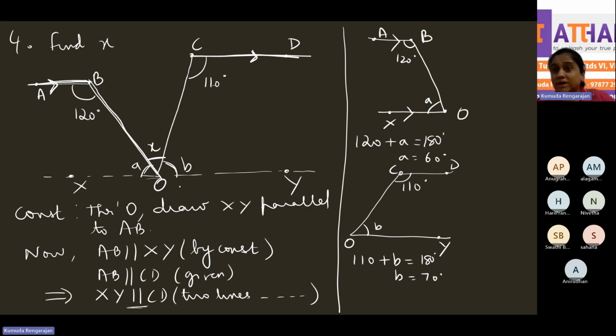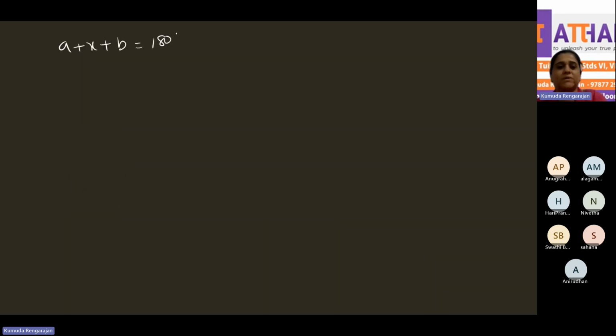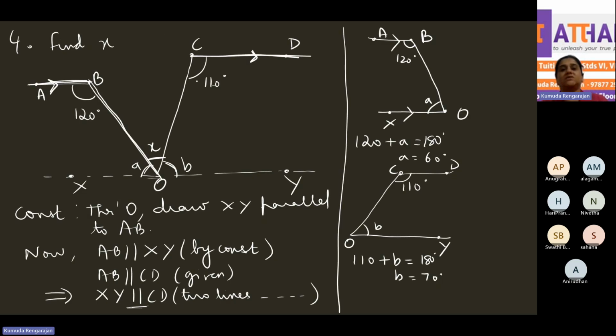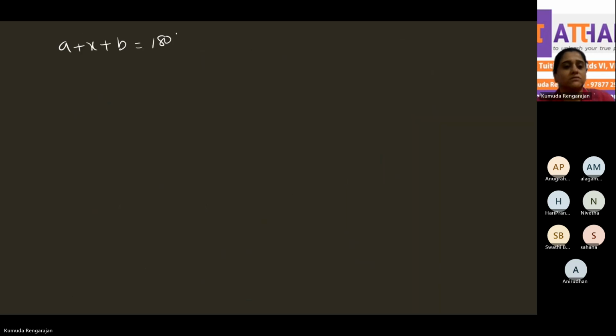This is not linear pair. Linear pair is only 2 angles. Don't write linear pair. The reason is: sum of the angles on a straight line is equal to 180. So 60 plus X plus 70 is equal to 180. X is equal to 180 minus 130. X is equal to 50 degrees.